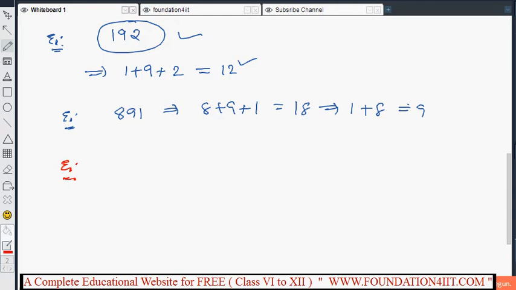One more example, 657. You add the digits, 6 plus 5 plus 7, that is 11 plus 7 is 18. So 18 is divisible by 3, and 657 is also divisible by 3.